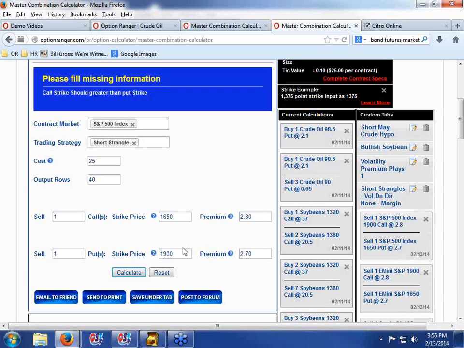and you hit the calculate button. Notice again, we have a fail-safe in the program in which you will be reminded that the entry was wrong, that on a short strangle the call price has to be higher than the put price, so that you can avoid some of these careless mistakes.